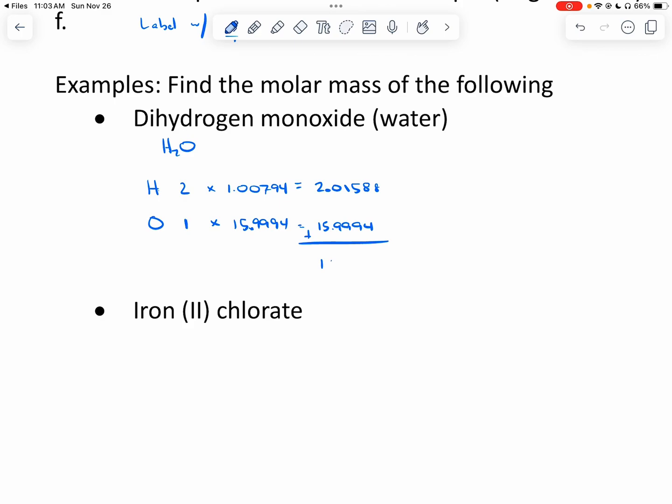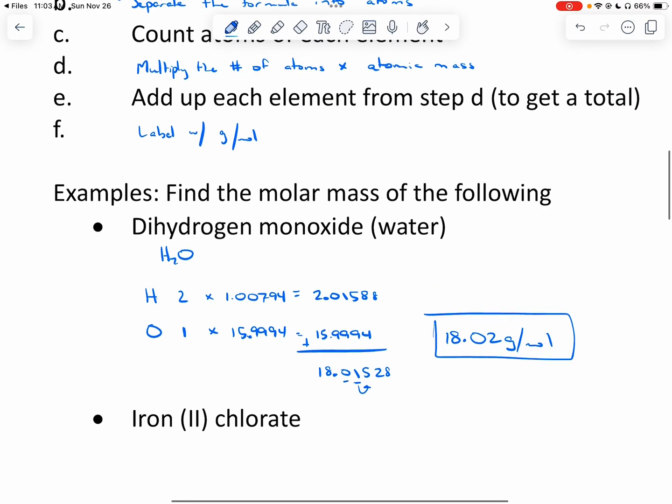All right. And so our answer is going to be 18.011528. Officially, there is a way to do sig figs here, but I'm going to keep it super easy. We're always only going to keep two decimals in our answer. So that one looks to the 5. Is it going to go up or stay? It's going to go up. So we're going to say 18.02 grams per mole. So that is the molar mass of water. So maybe up here, label with grams per mole and round to two decimals. Maybe we add that in. Okay. Awesome. Cool. Let's roll on.